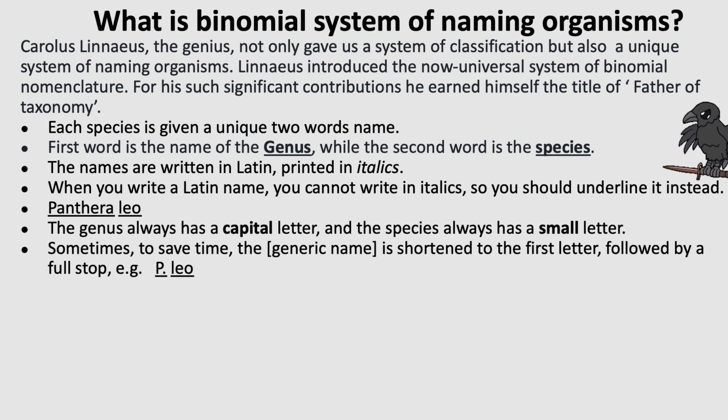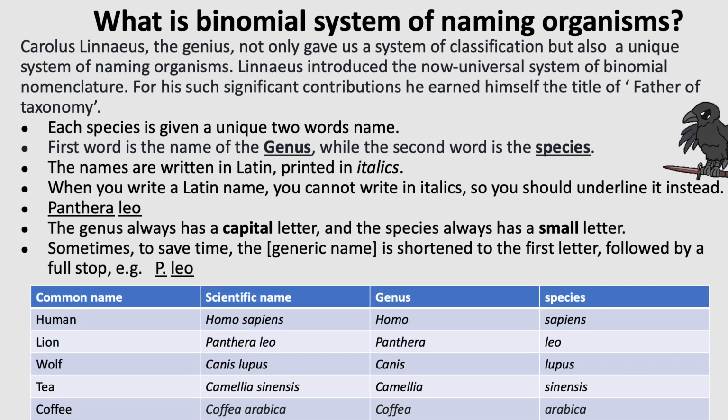Sometimes, to save time, the generic name is shortened to the first letter followed by a full stop, and both the genus and the species are underlined. Now here are examples of some common names and scientific names of some organisms.